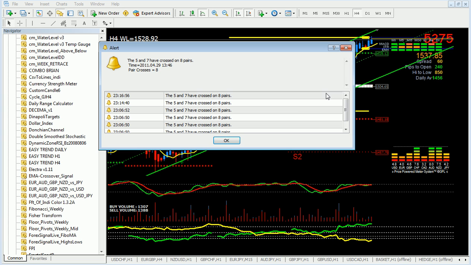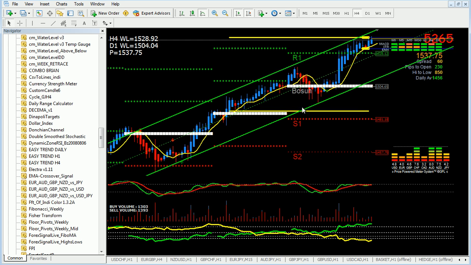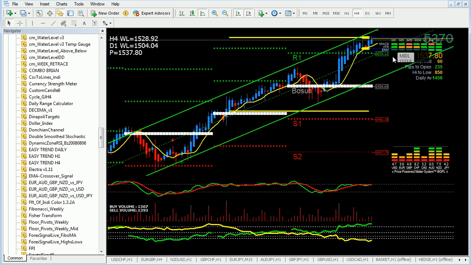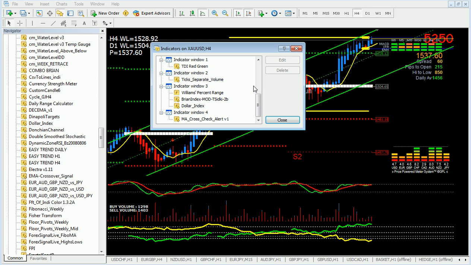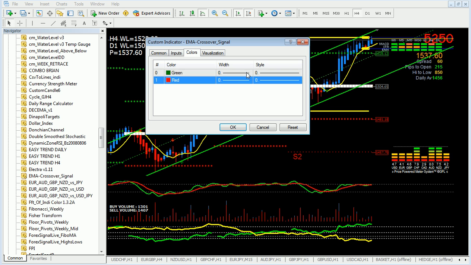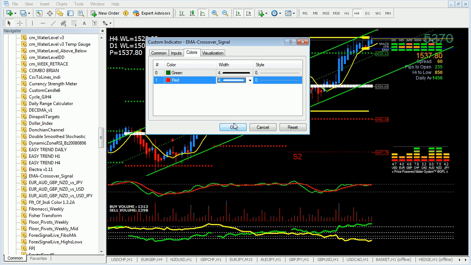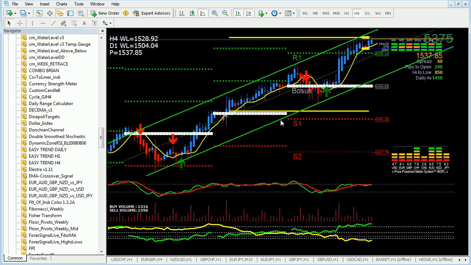But you can see the EMAs are crossed over. We'll have to make them a little bit clearer so they'll stand out for you. There they are. And it hasn't gone red up there yet, so we're still looking at long, and look, it's pretty accurate, isn't it?